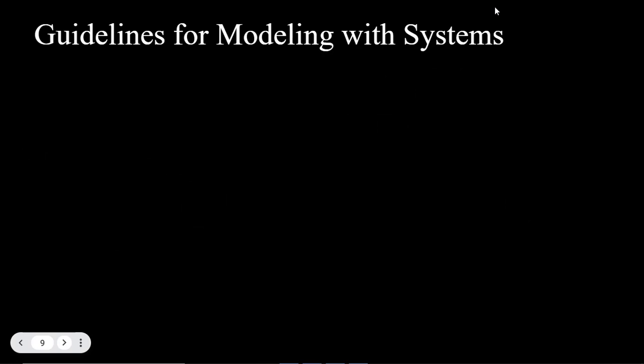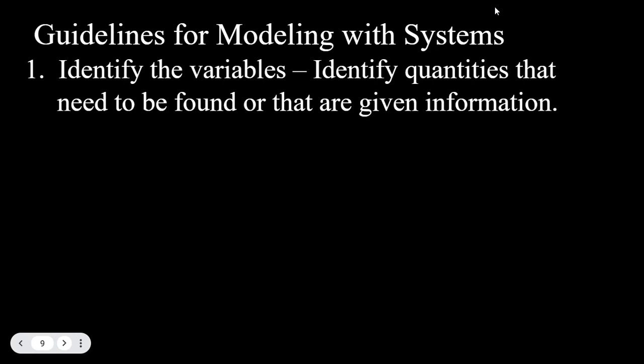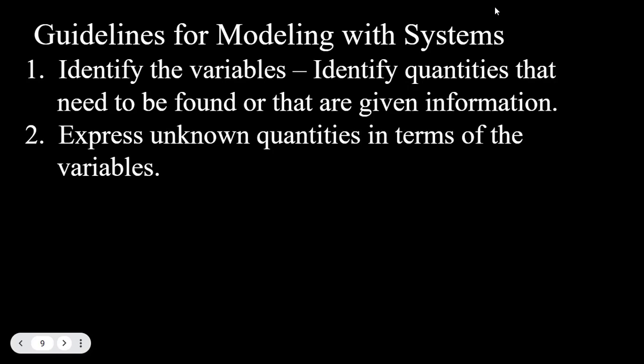So guidelines for modeling with systems. And yes, we are talking about word problems here. So first thing, identify the variables. Usually you can figure this out pretty easily by looking at the question that you're being asked. There's usually two things we have to work with because we're dealing with systems. You have two equations, two variables. So if you look at what the question is asking, usually that's kind of a giveaway to what you should choose for your variables. Then we express any unknown quantities in terms of those variables. So we want to write down what is each of our variables going to mean.